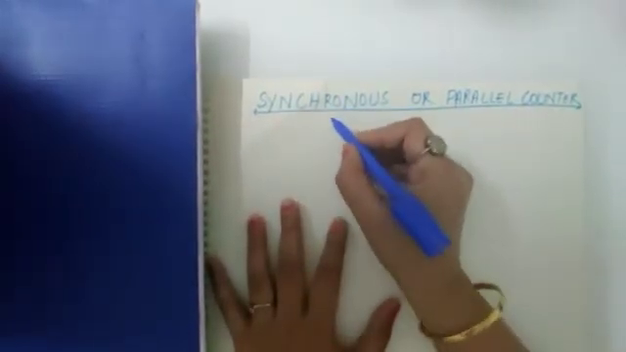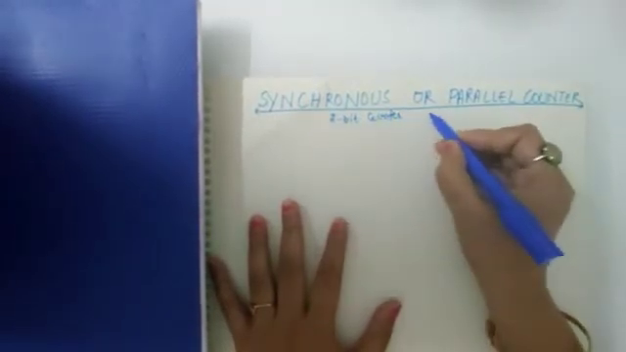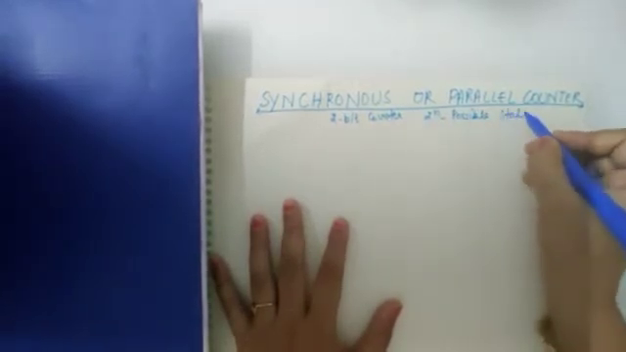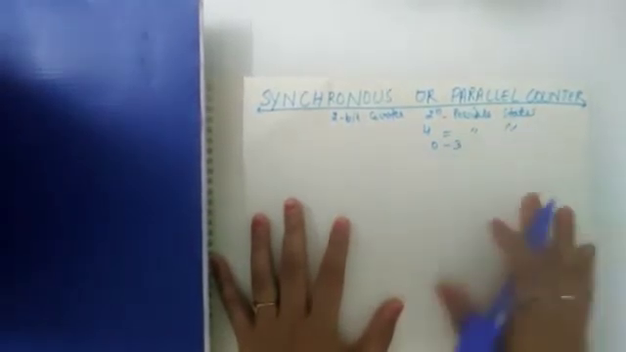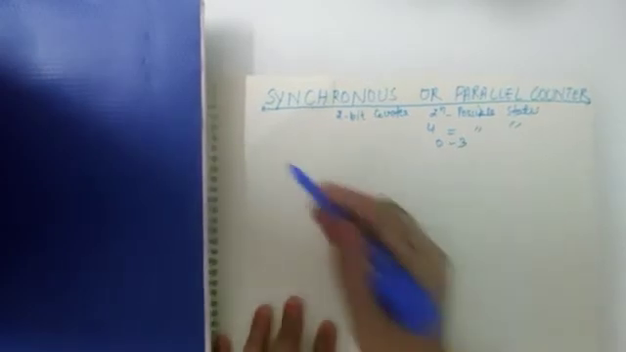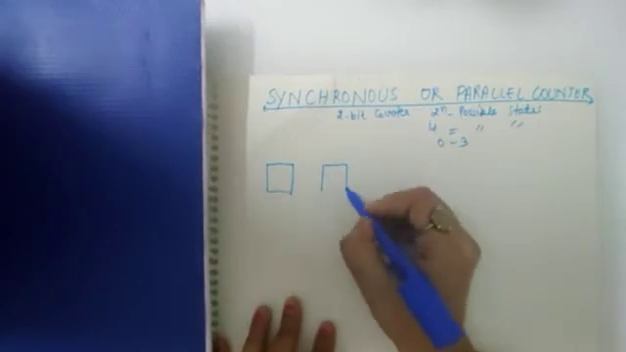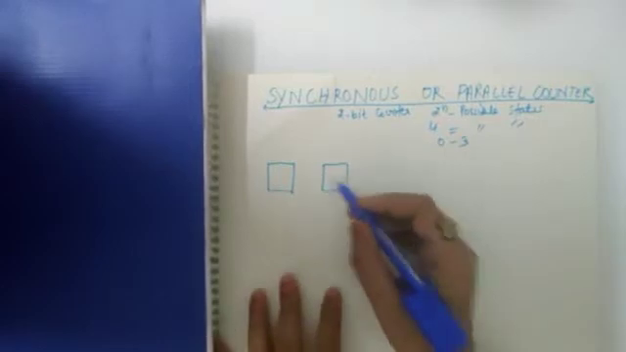So first of all we will see how it counts the number of clock pulses in a synchronous counter. For this we are taking a very small counter, let's say a 2-bit counter. It will have 2 to the power n possible states, meaning 4 possible states, counting from 0 to 3. So for this I am taking 2 flip-flops. I can extend it later on, but I am just taking 2 flip-flops for a 2-bit counter to understand the counting process.